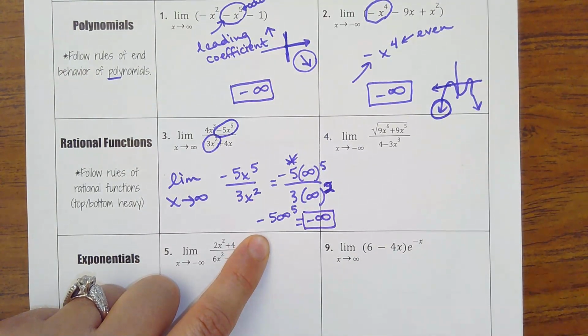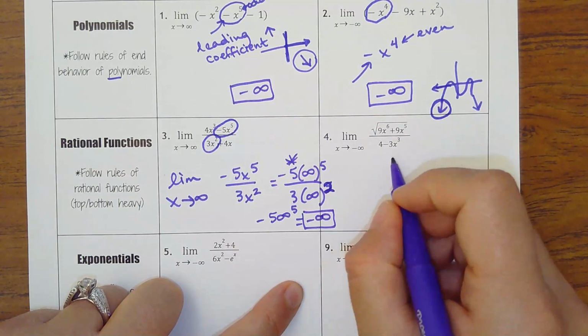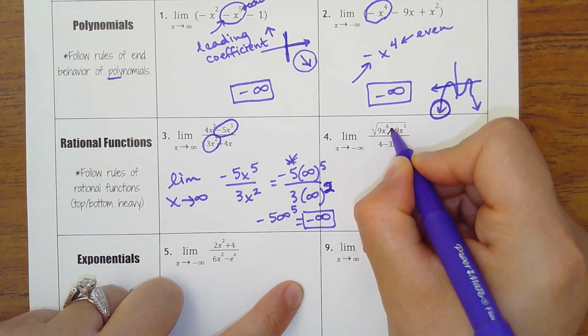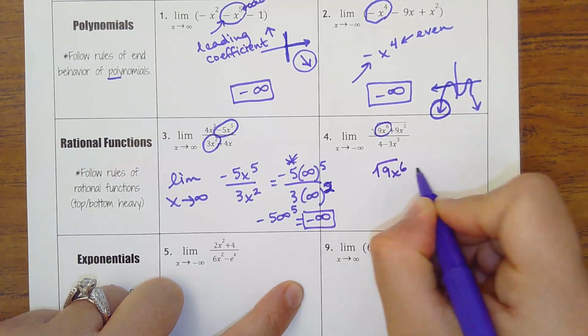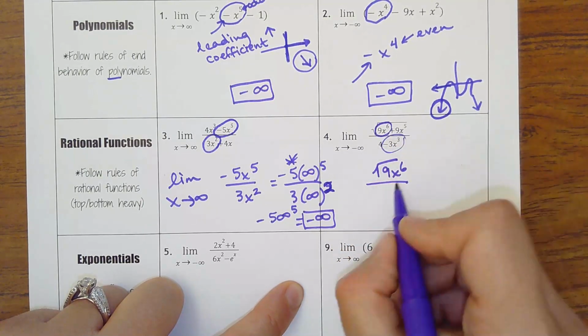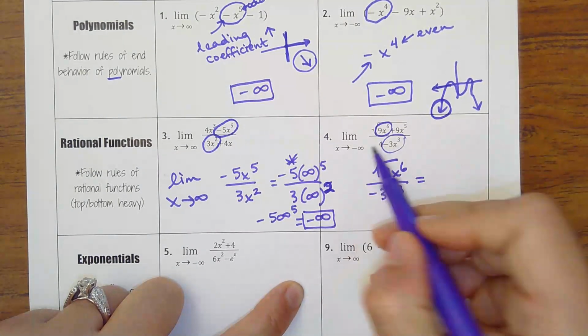All right, number 4. Again, the square roots are tricky because you have to actually plug in your negative infinity before you square root it. So the higher exponent is this. So I'm going to keep the square root of 9x to the 6th, since it outweighs the other, over the negative 3x cubed. Okay, I'm going to plug in negative infinity.